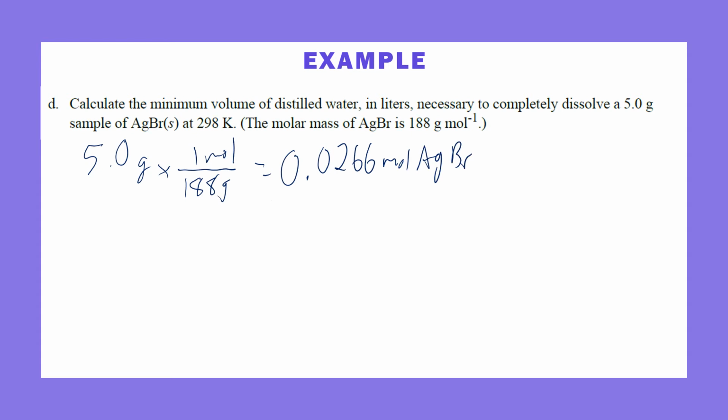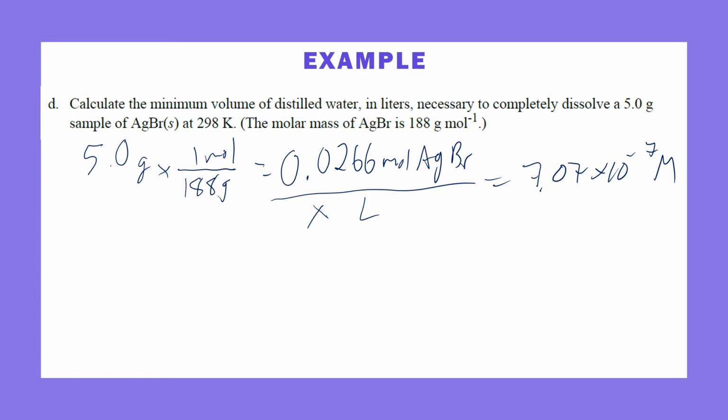And basically we're looking to find the liters, some number of liters, so that becomes equal to the 7.07 times 10 to the negative 7th molarity that we found earlier. Because the temperature is the same, Ksp is the same, so the molarity in a saturated solution will be the same.